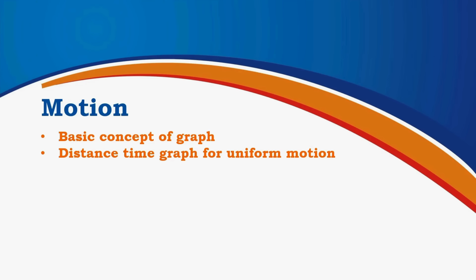In this lesson on motion, we will focus on two important ideas. First, we will understand the basic concept of graphs. We will learn what a graph represents and how physical quantities are shown using axes. Next, we will study the distance-time graph for uniform motion. We will see how distance changes with time when an object moves at a constant speed and how this motion is represented graphically. By the end of this lesson, you will be able to read, interpret, and explain distance-time graphs for uniform motion clearly.